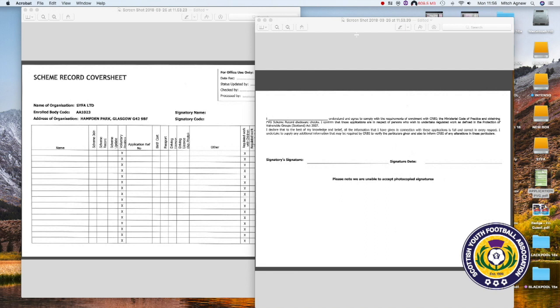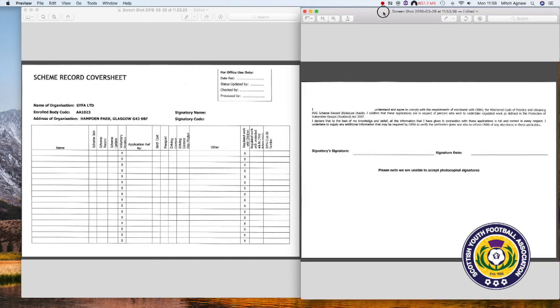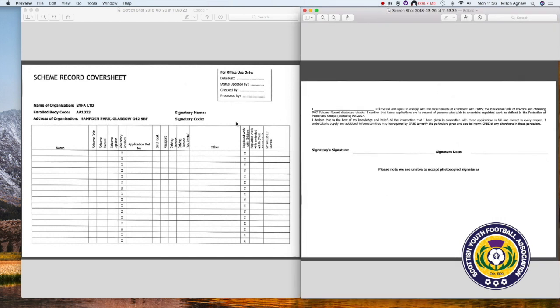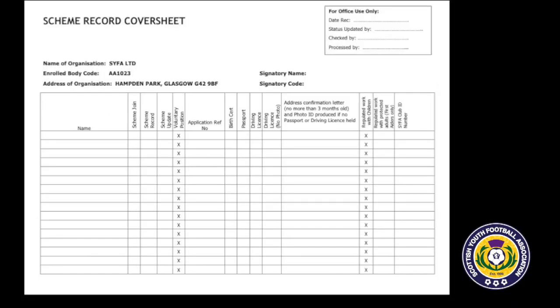We then fill in what we've seen as proof of the person's identity. So birth certificate used to be required in the SYFA, it's not now required, but if we do see it, we tick the box. Passport. The new scheme record cover sheet, which is on the right hand side here, has had a change to the column which said other. It now says address confirmation letter, which is no more than 3 months old, and photo ID produced if not the passport or the driving licence held. And if it produces a passport or driving licence, the numbers must be on the form. There's no point having nothing on the form and then saying it was produced as proof of identity.